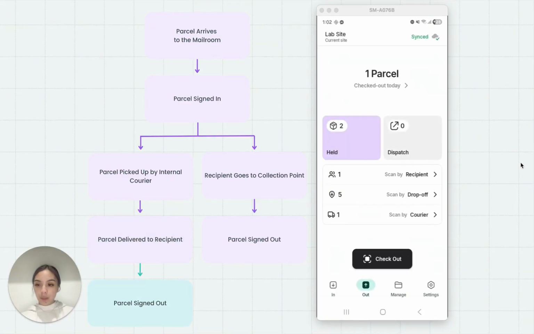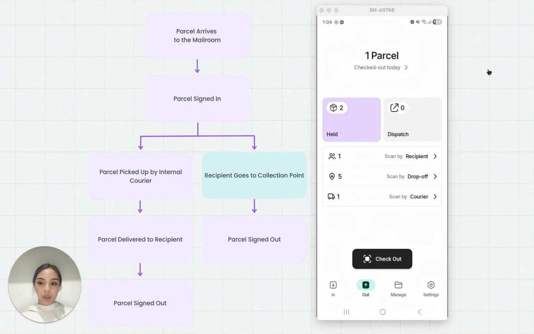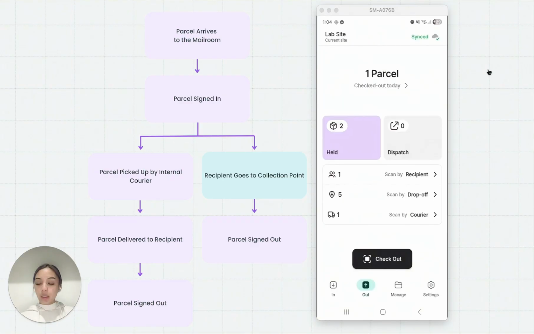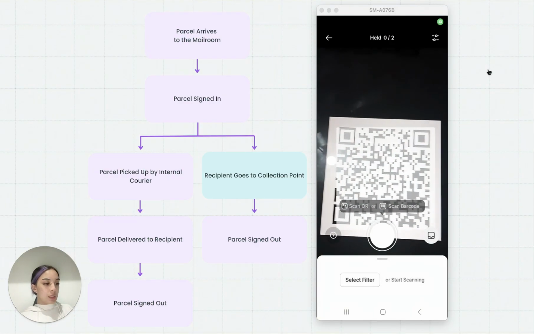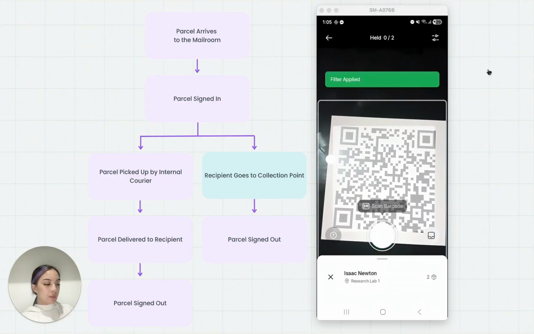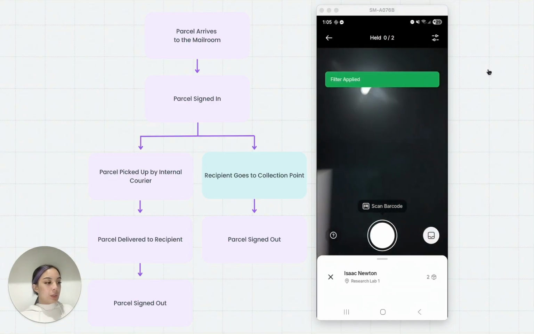Next, I'll show you how to sign out parcels when a recipient comes to collect. As mentioned prior, when a parcel is scanned in, the recipient will receive a QR code to collect their parcel. They'll need to present this QR code to you to sign out their parcel. And when they show you their QR code, again, we'll press Checkout. First, scan their QR code, and then scan the parcels that they're going to collect.